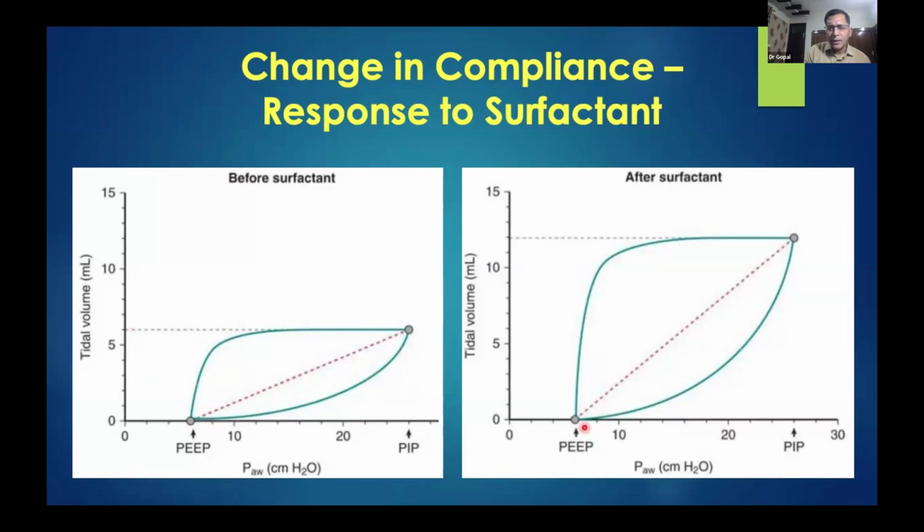But the moment you give surfactant, after an hour, sometimes in minutes or sometimes in hours, with the same pressure the tidal volume delivered is 12, almost doubles, and the loop actually goes up. So it should change from a 30 degree to a 45 degree angle, the compliance should improve, and you should get more tidal volume with the same pressure.